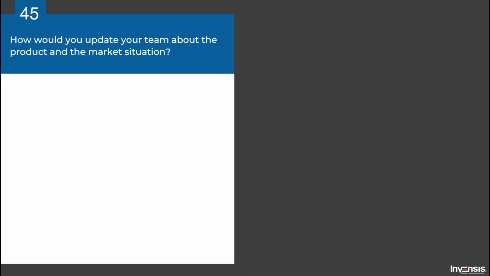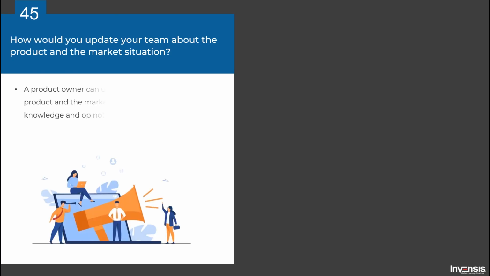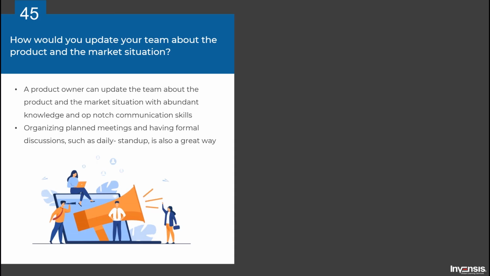How would you update your team about the product and the market situation? The answer to this question determines the candidate's ability to communicate that knowledge successfully. One of the primary responsibilities of a product owner is to make sure the team is aware of market situations and realign the PB accordingly. To do so, as a product owner, you should have a great deal of market knowledge and top-notch communication skills to communicate the appropriate marketplace knowledge to the Scrum team. Generally, marketplace knowledge is communicated through informal interactions. However, organizing planned meetings and having formal discussions, such as daily stand-up, is also a great way of explaining current market trends to the Scrum team.